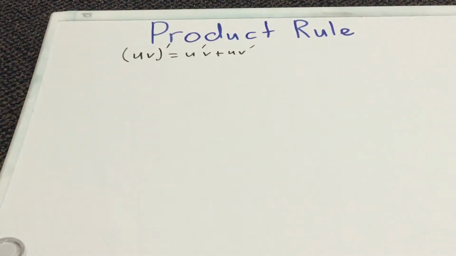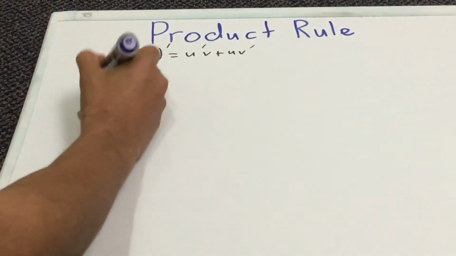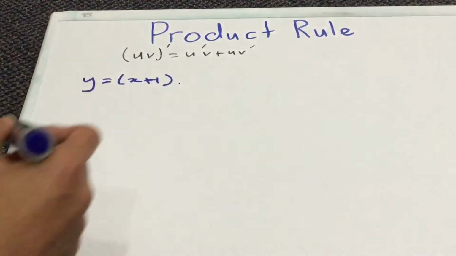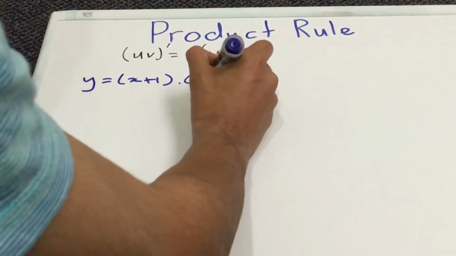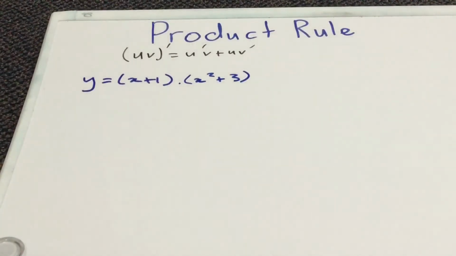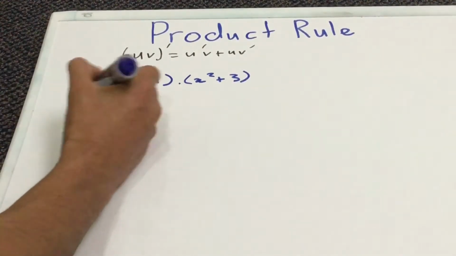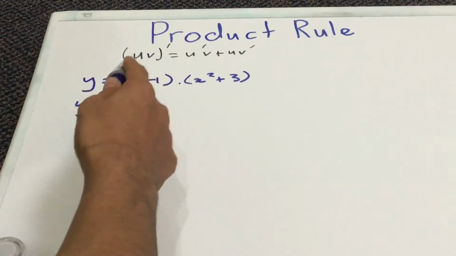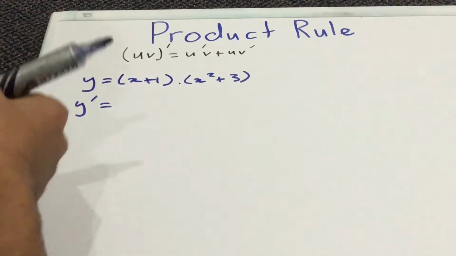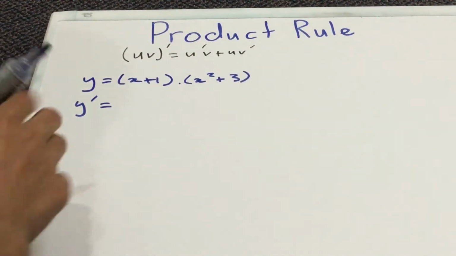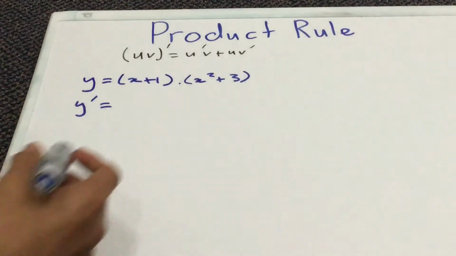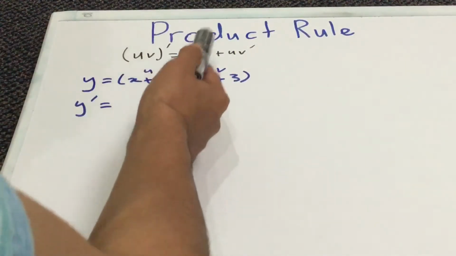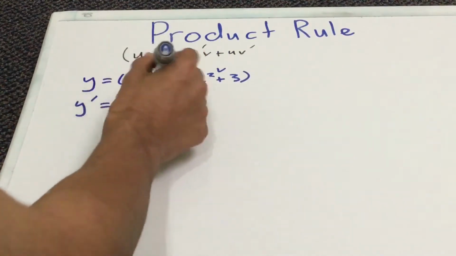Okay, so now let's do some examples. y is equal to x plus 1 times x squared plus 3. Using our formula, the first step is to look at our function: u is replaced with x plus 1 and v is replaced with x squared plus 3. So what does our formula tell us to do? First, you have to differentiate u. So we have to differentiate this part of our function.